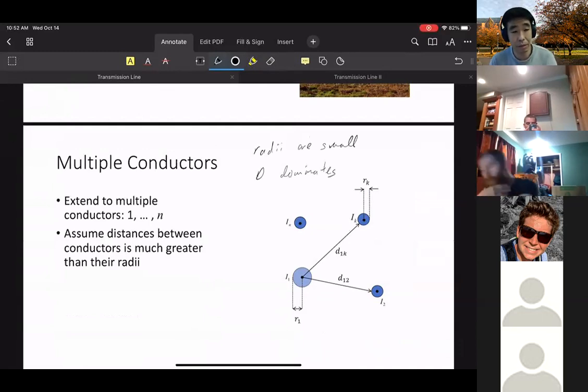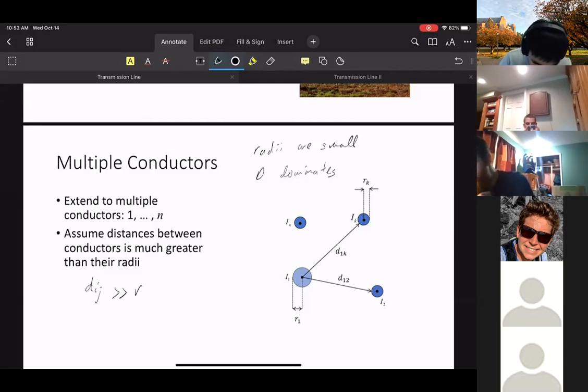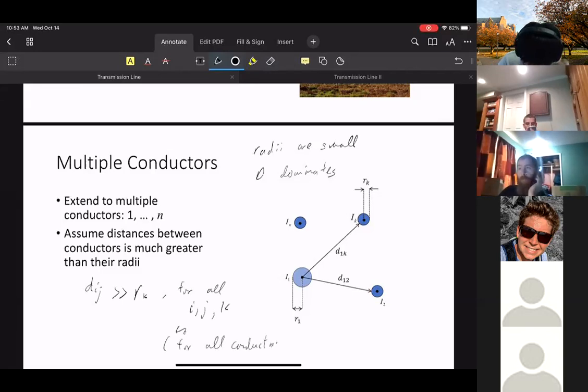This gives us a way to derive easier-looking equations we can handle, and the equations come out in the following way. In algebraic terms, this means the separation between conductor i and conductor j is much larger than the radius of conductor k, and this holds for all i, j, k, for all conductors. And when it sums, it becomes the following formula.